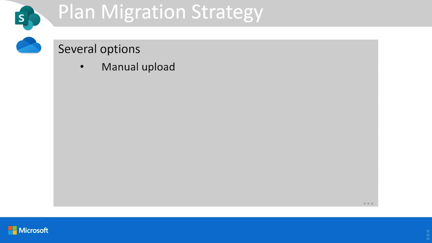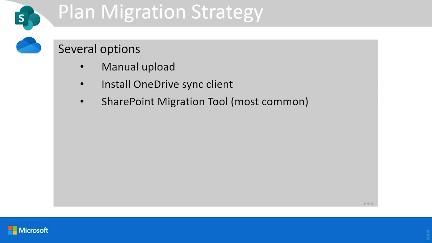The simplest one is just to manually upload everything. This is appropriate for small ad hoc migrations, but if you want to migrate larger amounts of data in a more structured manner, you can install the OneDrive Sync client and push out policies to redirect some or all of your users' Windows known folders to OneDrive. Or you can use the SharePoint migration tool, which provides more control and flexibility and allows you to migrate a number of different kinds of file stores.